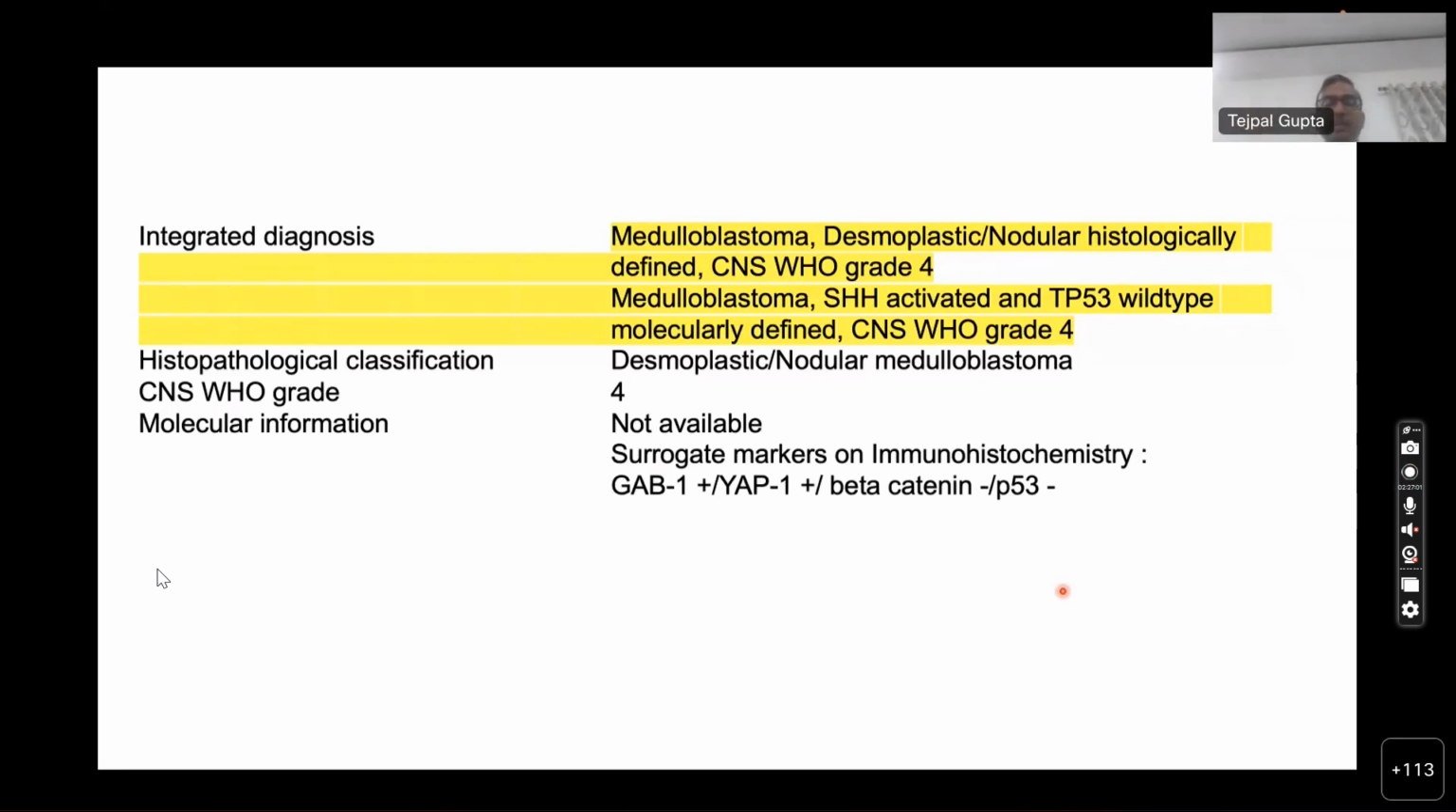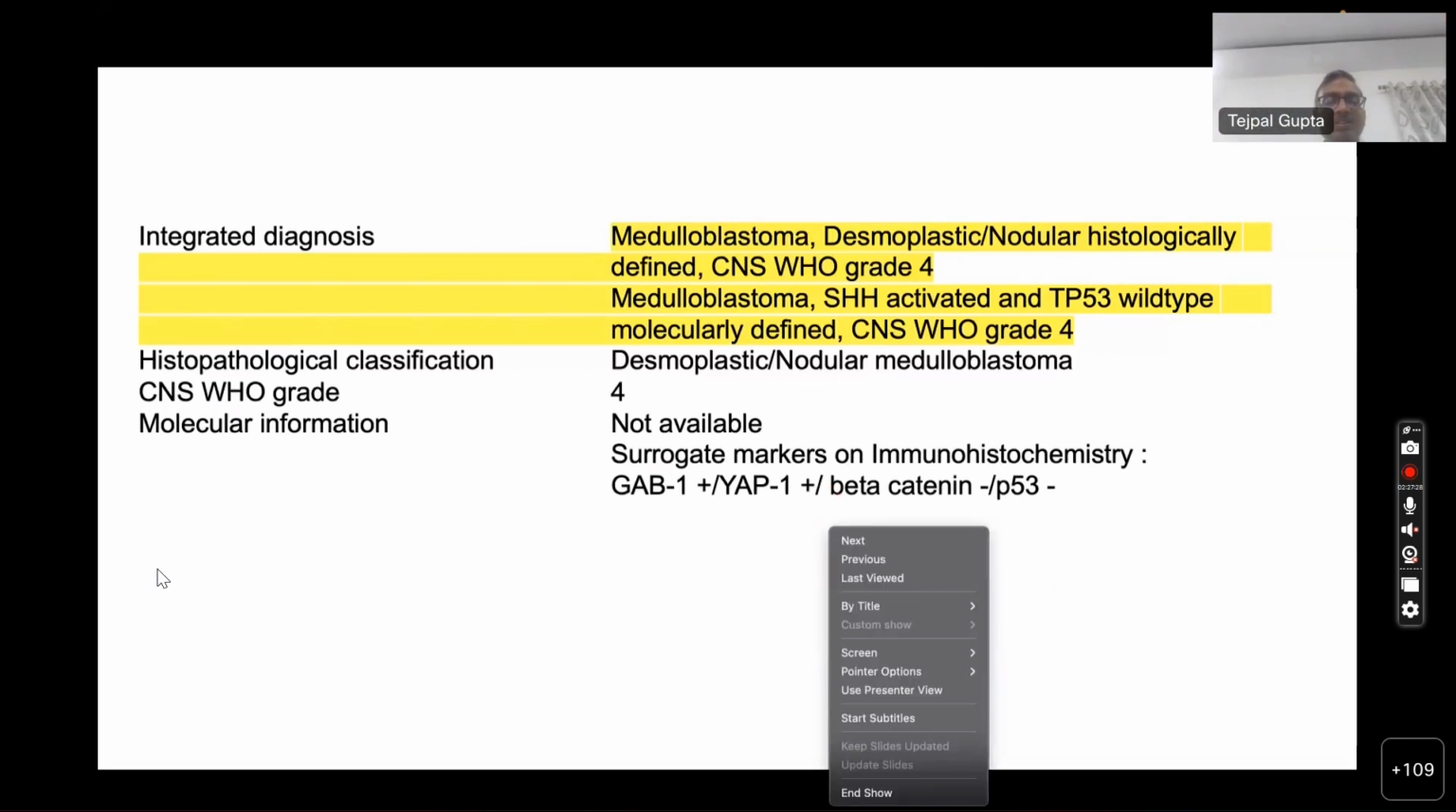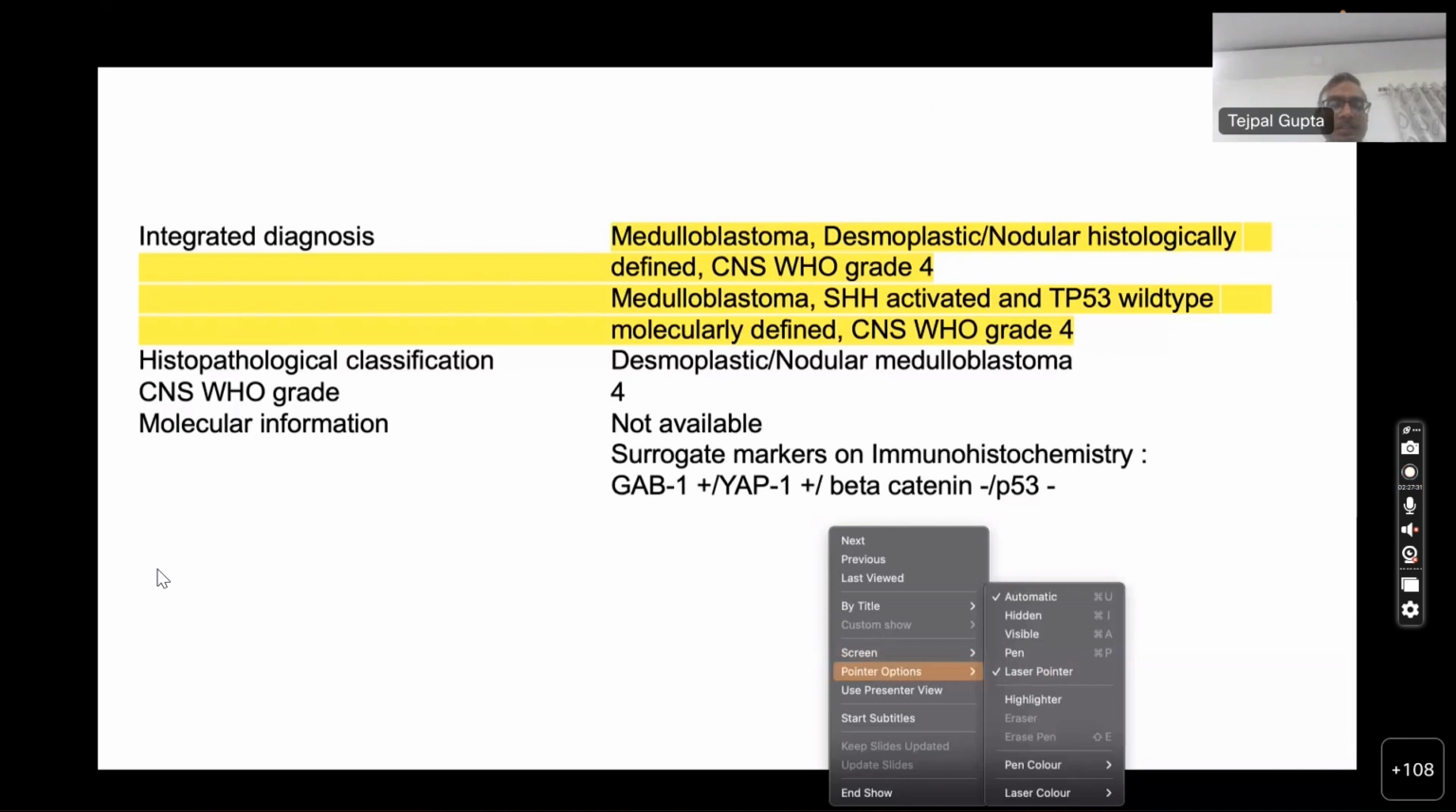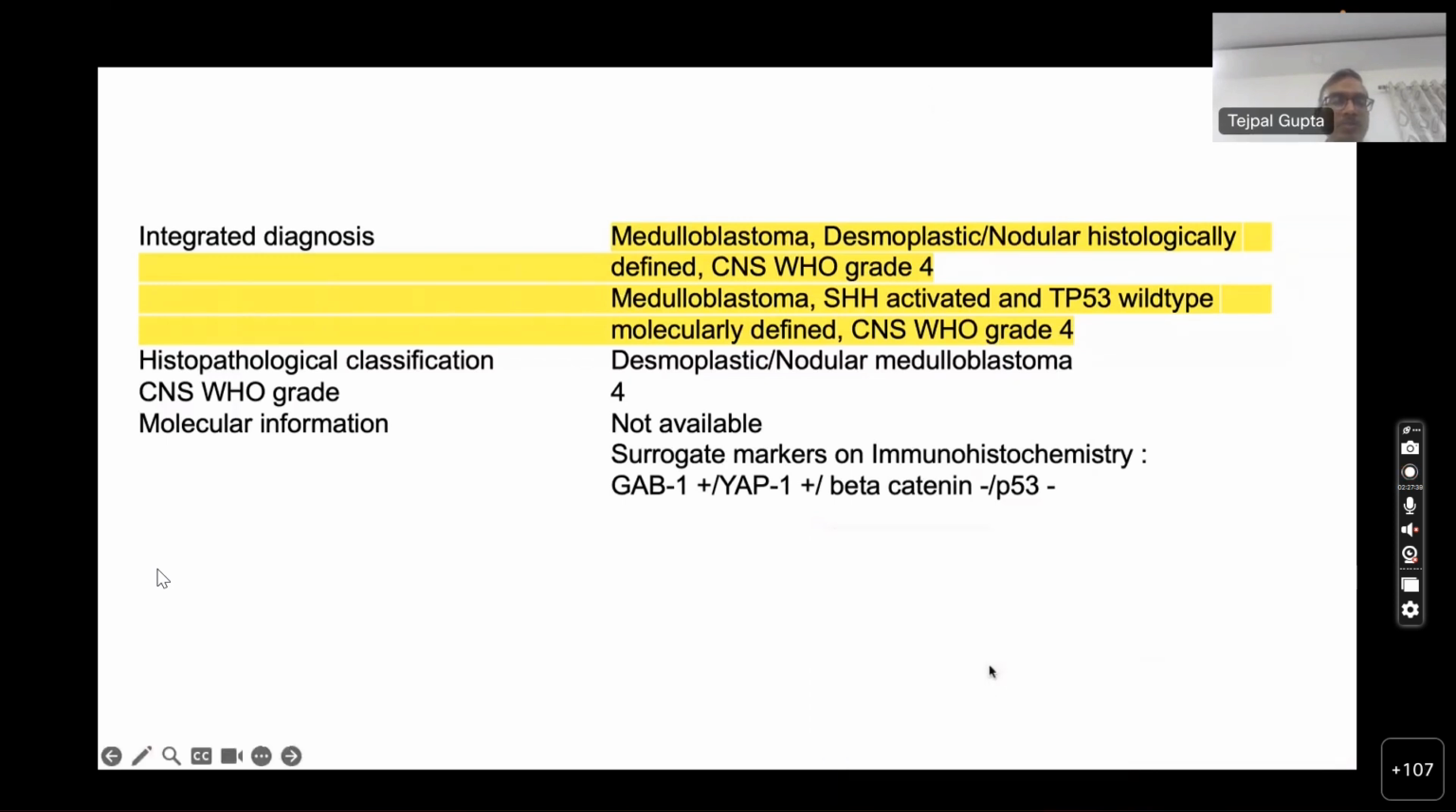Tejpal, medulloblastoma is a big deal in the TME. So I think as pathologists, we look forward to the histomorphological classification into the classic, nodular, desmoplastic, MBEN and the LCA, but also now we need the molecular subgrouping information. And I think in India, still using the IHC platform, it is reasonable to use the IHC to arrive at a molecular subgrouping.